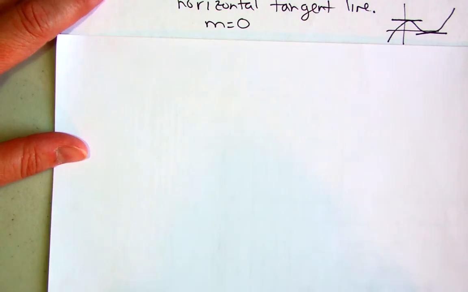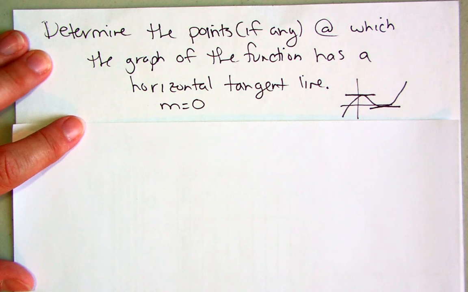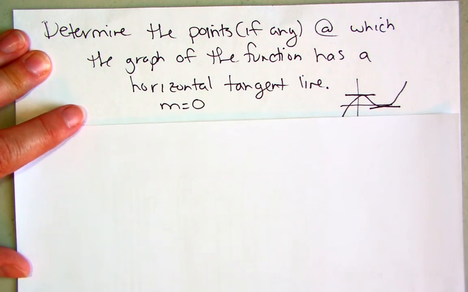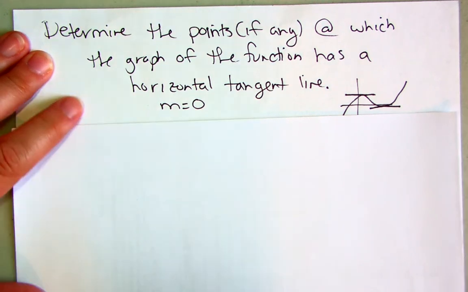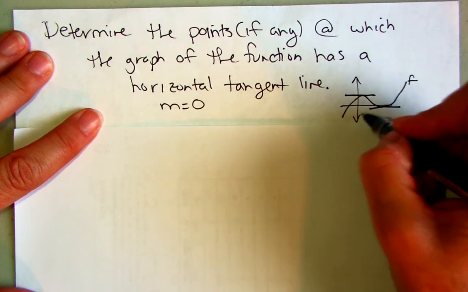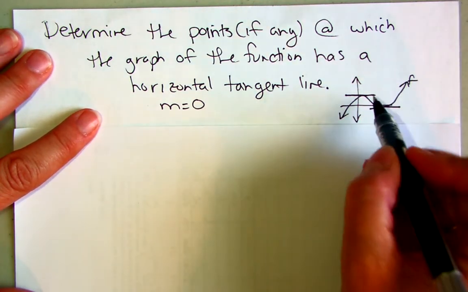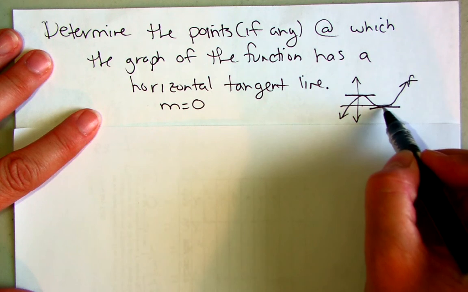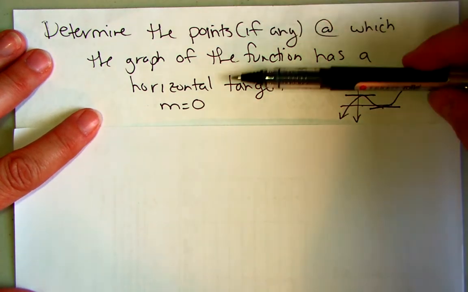Last page of notes. Determine the points, if any, at which the graph of a function has a horizontal tangent line. So here's a picture. Here's the f function. And I'm asking, are there any points, like here and here, at which the graph of the function has a horizontal tangent line, in which the slope is 0?